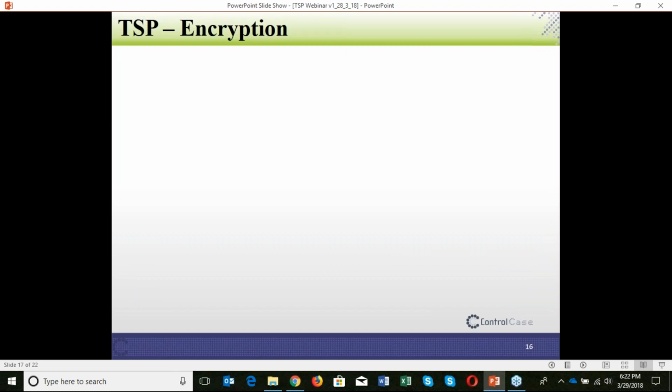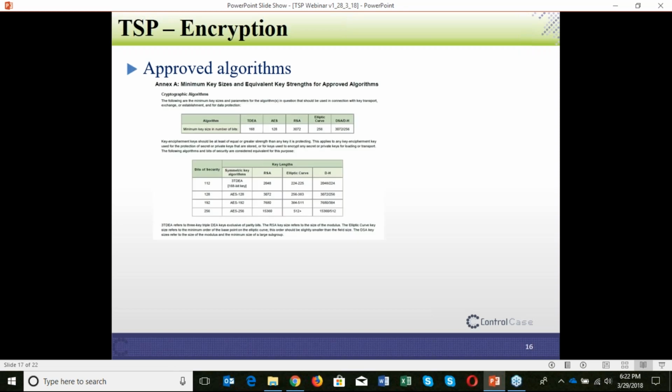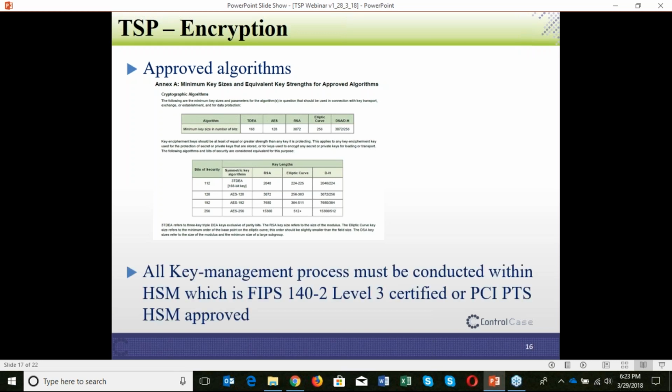So here, one of the key elements, as we discussed in the earlier slides, is the encryption process. So there are typical algorithms defined in the process, in the whole requirement. This is well defined, and entities must use the approved algorithm only, and maybe more, but these are the minimum requirements that need to be set within the TSP encryption process.